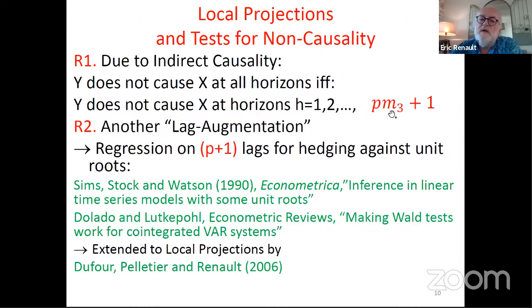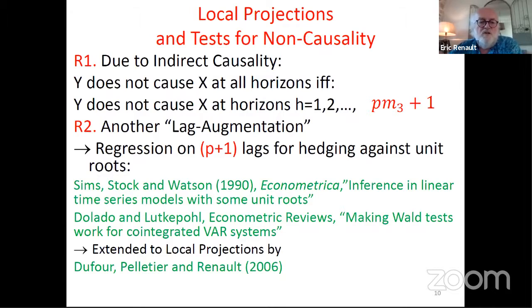What is m3? It is the dimension of z, the environment, because through the m3 components of z, as I explained before, any kind of indirect causality may go through. So even if z is dimension 1, you have to go to p plus 1 and not only p, okay? So it is a kind of first lag augmentation for testing for causality at all horizons. The order of the VAR, p, is not enough, okay?